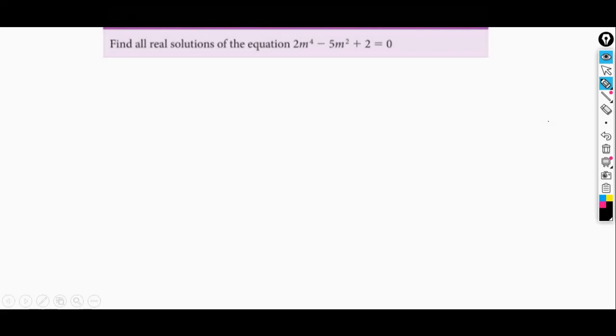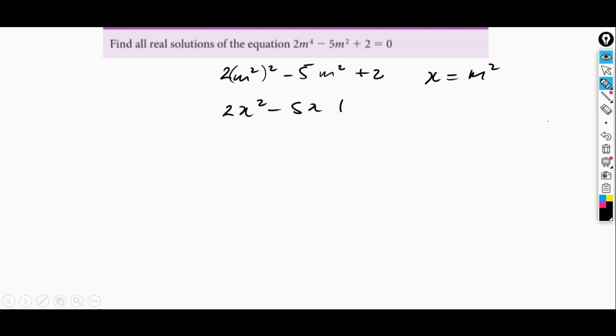Find all real solutions of the equation 2m to the 4 minus 5m squared plus 2 equals 0. So notice that we could rewrite this as 2 times m squared to the power of 2 minus 5m squared plus 2. If we do a substitution, let's say x equals m squared, we could rewrite this as 2x squared minus 5x plus 2, and of course it equals 0 because that's what we have to solve for.